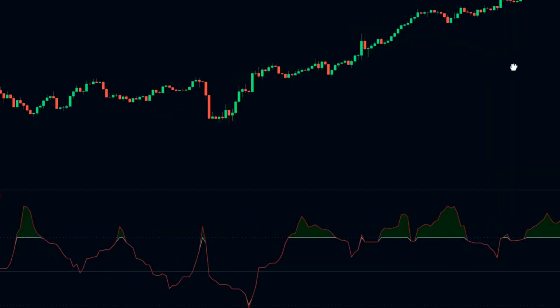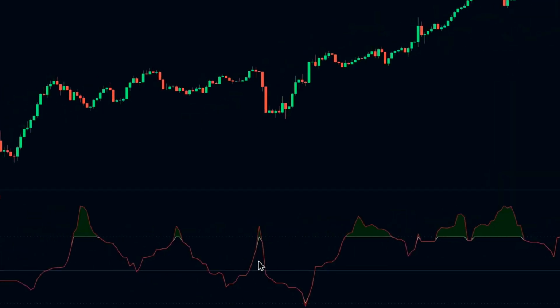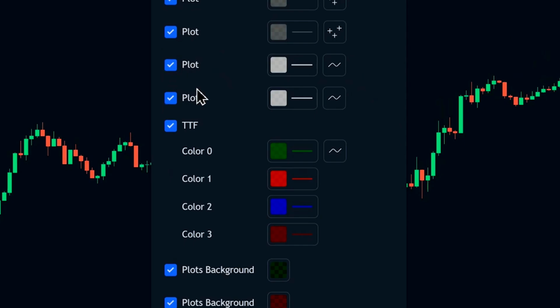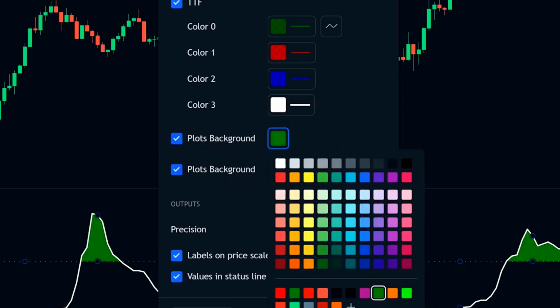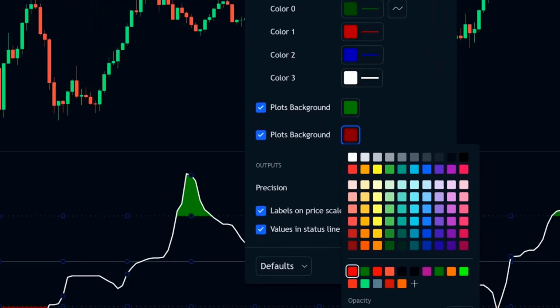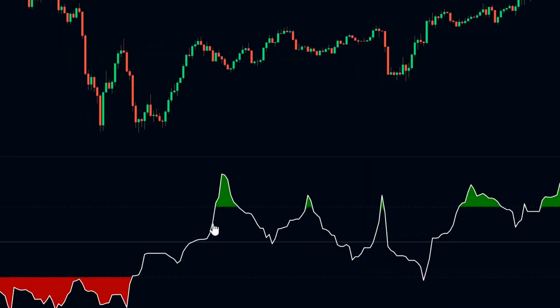Before we get into how it works, let's tweak a few settings. Double-click on the indicator to open its setting. In the Style tab, turn off the 2 plot options and change the third color to white. Also, increase the opacity of the plot's background to 100%, but for the red color, set it to about 60%, as 100% can be too bright. Now take a look at the indicator.